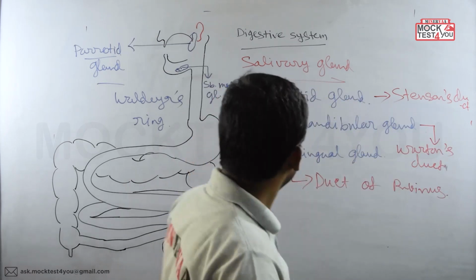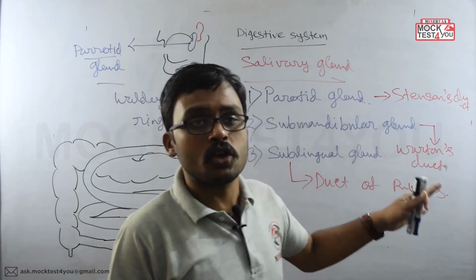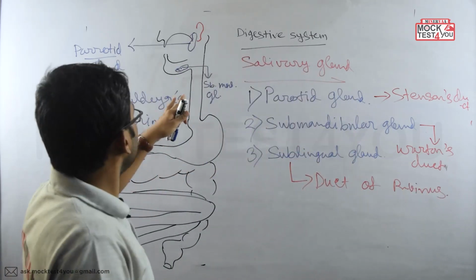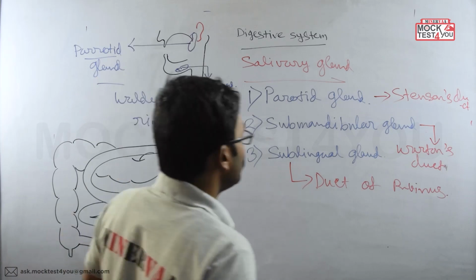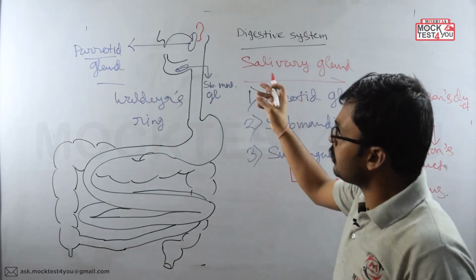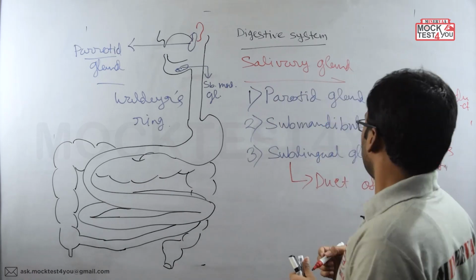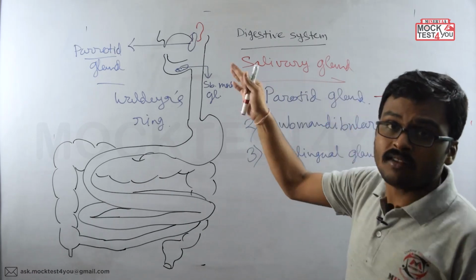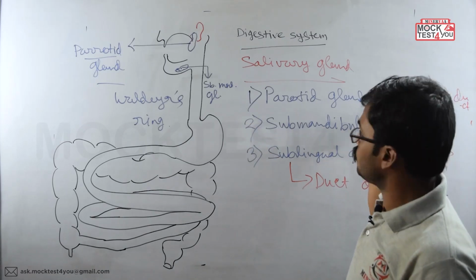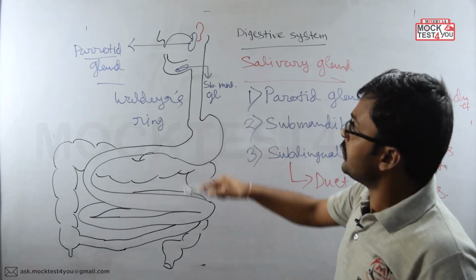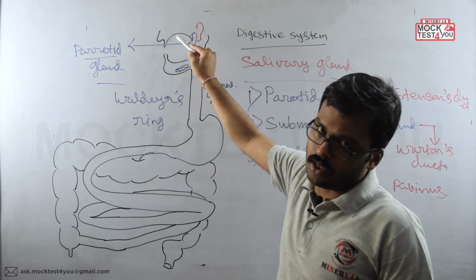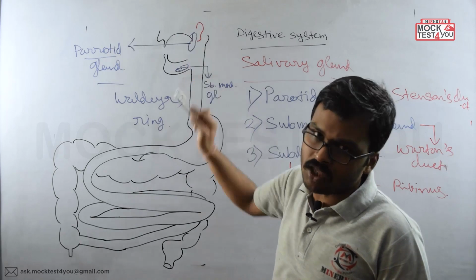Now, these are the ducts through which the secretions are coming inside the oral cavity, okay? Now, where are these ducts opening inside the oral cavity? Remember, the Stenson's duct, which is coming from the parotid gland, is opening at the upper molar teeth region. Where? At the upper molar teeth region.